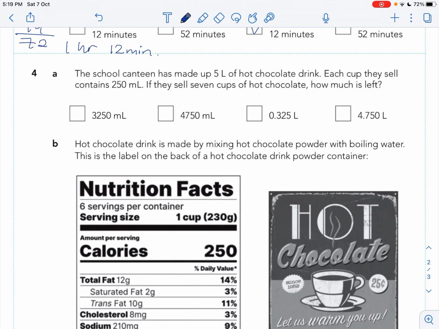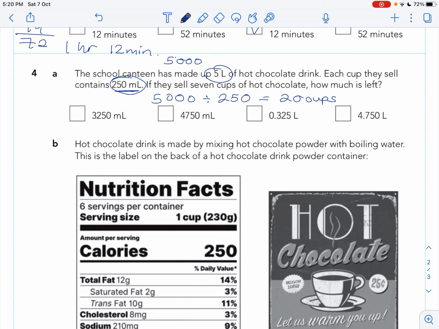The school canteen has made up 5 litres of hot chocolate drink. Each cup they sell contains 250 mils. Okay, so we're going to have to change it to either millilitres or litres. I think it's easier to change the litres to millilitres by making it 5,000, by timesing by 1,000. And we want to know how many times that goes into it, so that means we divide it. So we know how many cups we can get out of it. So we've got 5,000 divided by 250 is 20 cups.